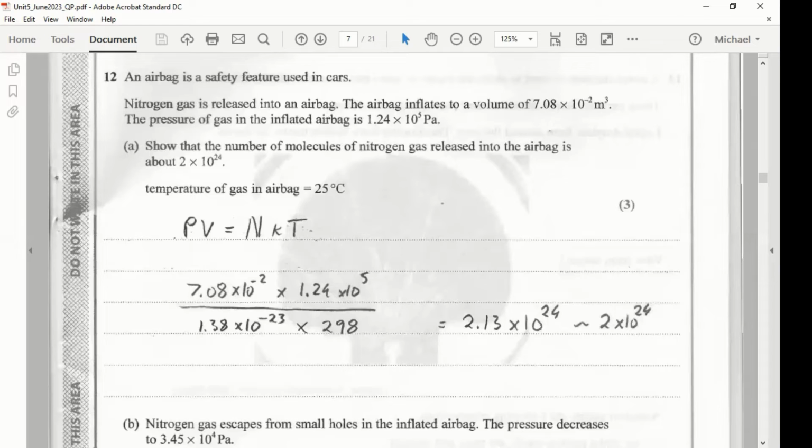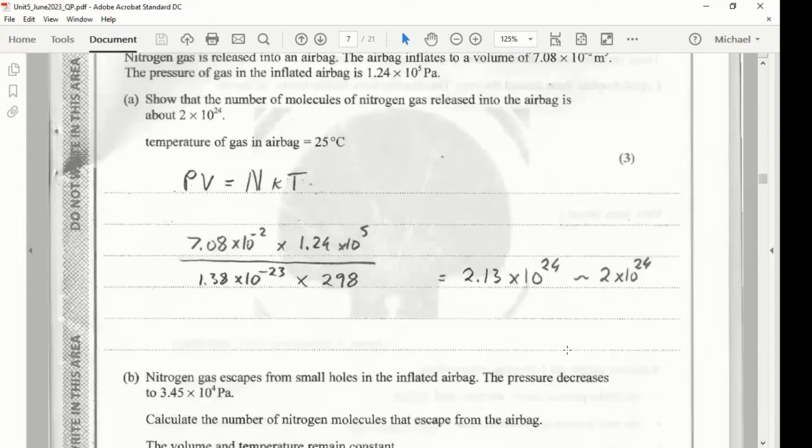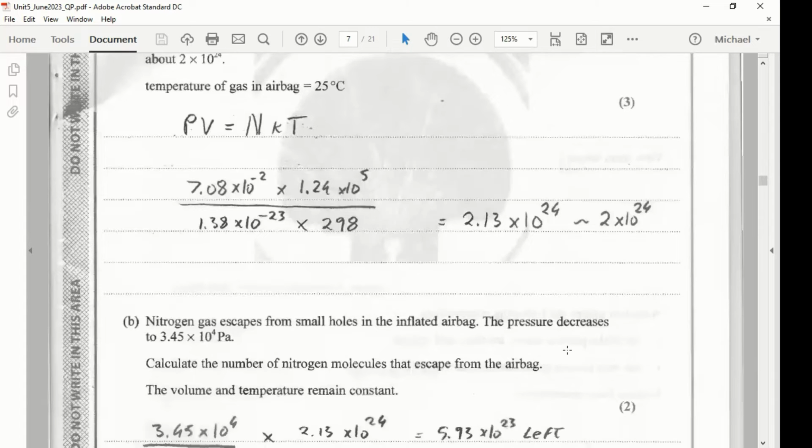So there we go. Now, please bear in mind that when the question starts "show that", you know you're going to be using this number in the next question. And if you're not using 2 times 10 to the 24 in the next question, you're probably doing it wrong. So let's have a look at part B.